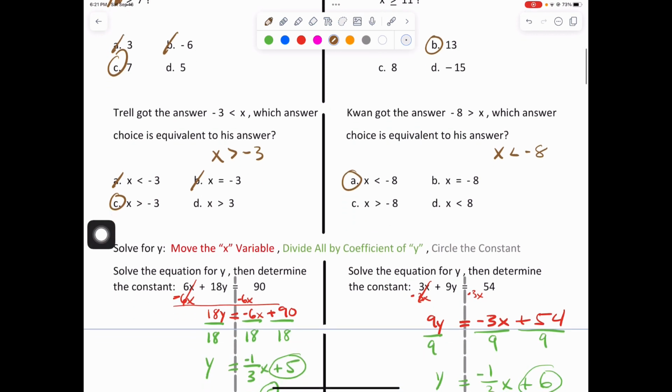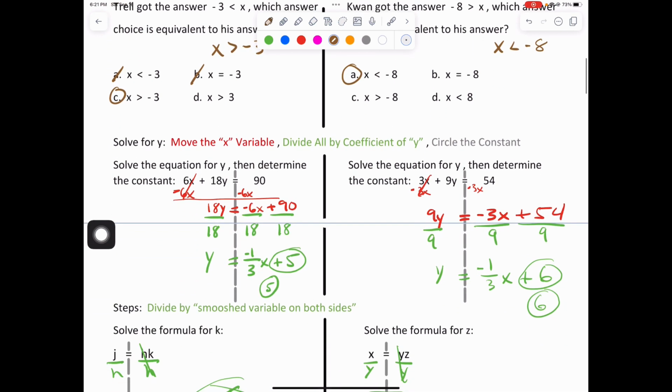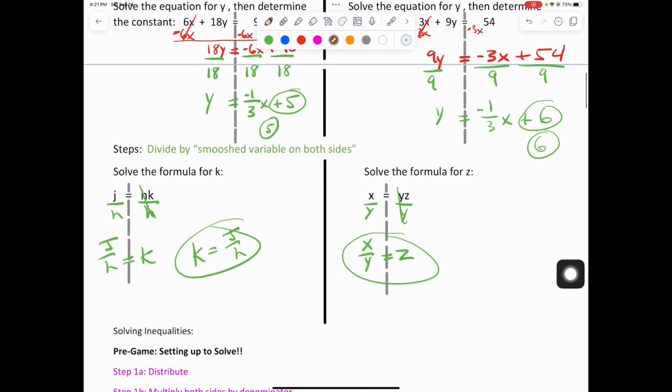All right, for the next ones, I'm not going to walk you through the process. Are we going to take points off if it's -3x divided by 9? No, because technically it's only looking for the 6 anyways. I just went and reduced for you. You should have x over y is equal to z after dividing both by y.